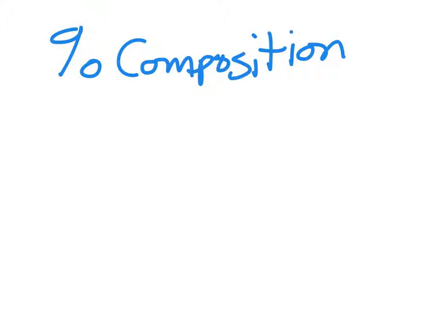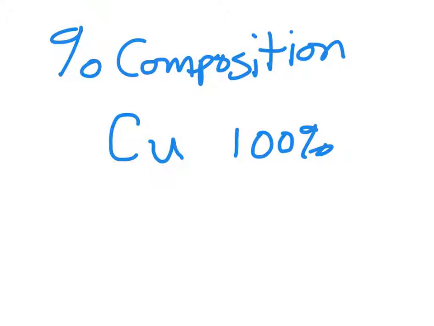It's a podcast on percent composition. So, for example, if I were to give you some copper and I were to ask you what percent of that sample is copper, well, if it just has copper, it must be 100% copper. So the percent composition is 100%.